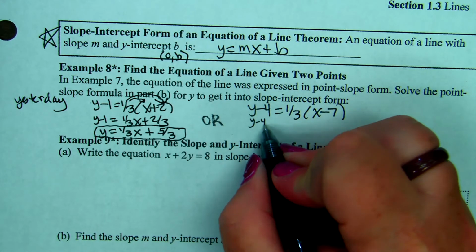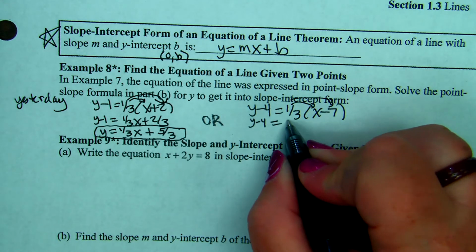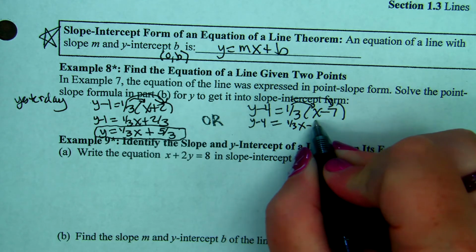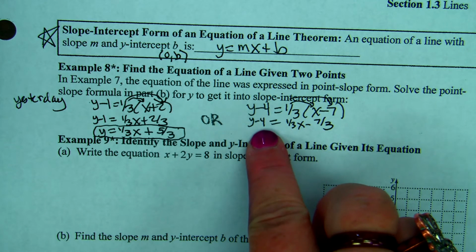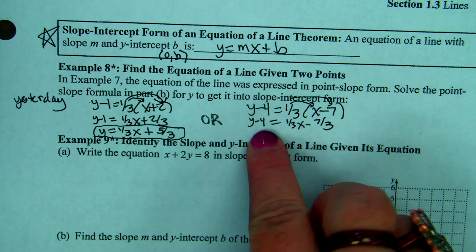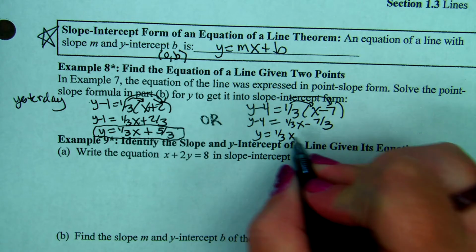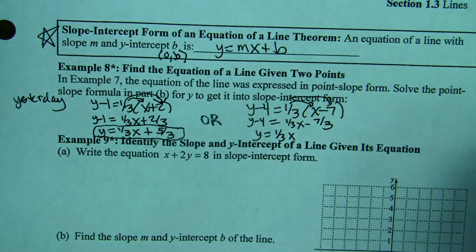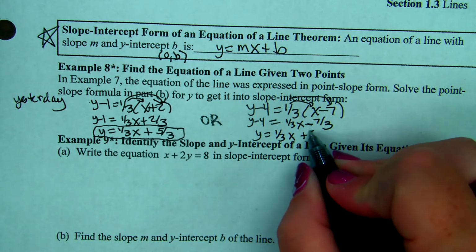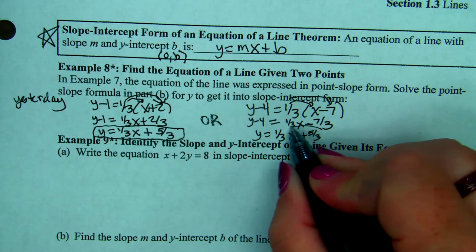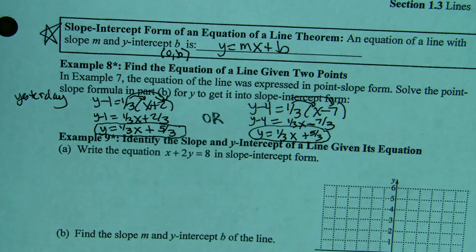Let's see if we get the same answer over here. y minus 4 equals, distribute the slope, 1/3 x minus 7/3. We need the 4 to go away, so we're going to add 4. How many thirds is 4? 12 thirds, right? 12 thirds is 4. So negative 7/3 plus 12/3 is 5/3. So we get the same answer. So you need to be able to switch from one form to the other form.